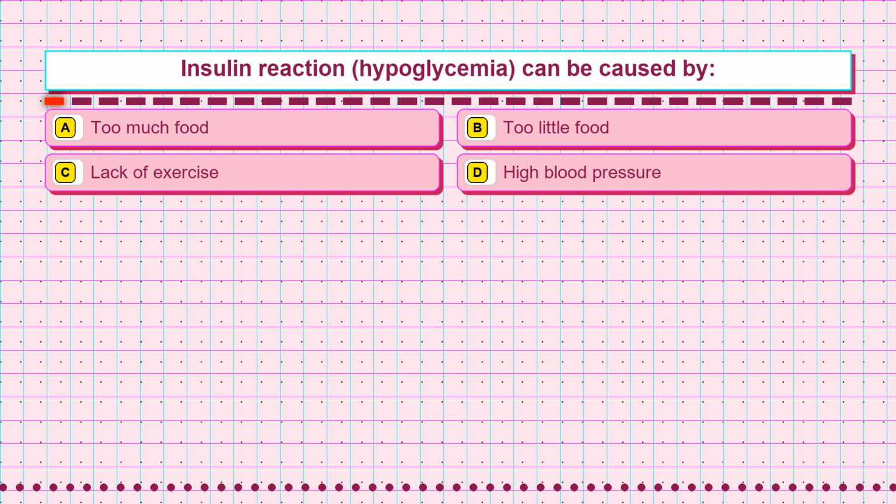Question 17. Insulin reaction, hypoglycemia, can be caused by: Option A. Too much food. Option B. Too little food. Option C. Lack of exercise. Option D. High blood pressure.